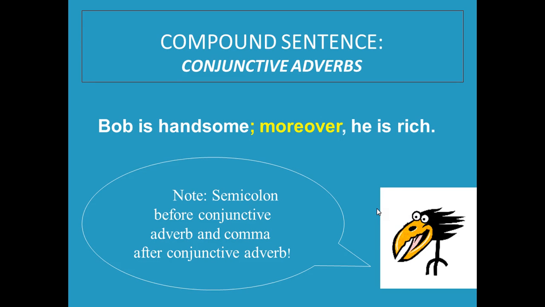Semicolon before a conjunctive adverb and comma after a conjunctive adverb. You may want to take note of that. So when you're using a conjunctive adverb, a semicolon always comes before the conjunctive adverb and a comma always comes after the conjunctive adverb.